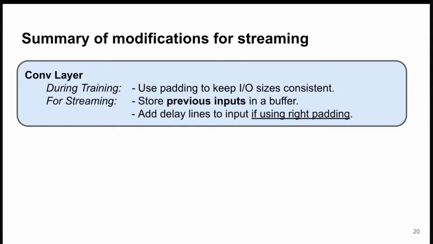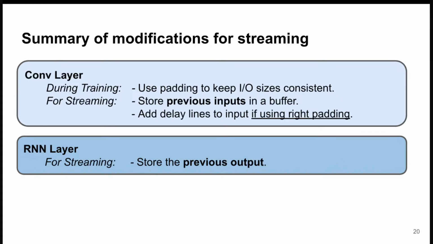So, in summary, the types of modifications that we need to add for streaming for convolutional models: during training we need to add padding to keep the input and output sizes consistent. And for streaming, we need to store the previous inputs in a buffer. Of course, streaming is exactly the same as we would perform streaming with an FIR filter. We need to keep the inputs that we are receiving in a buffer in order to have them ready for computation every time we receive new samples. And if we are doing right padding, we need to add delay lines accordingly.